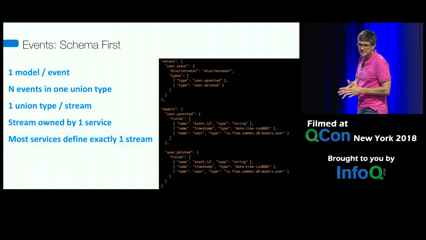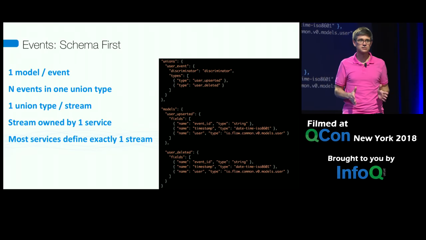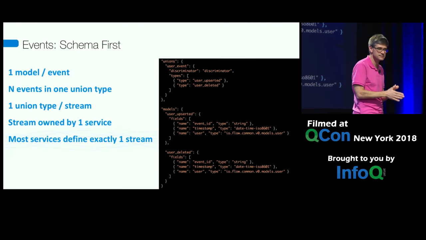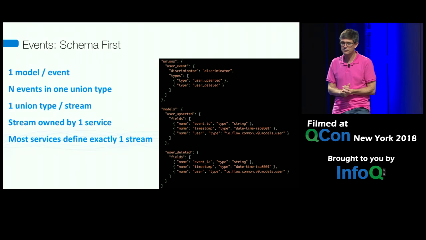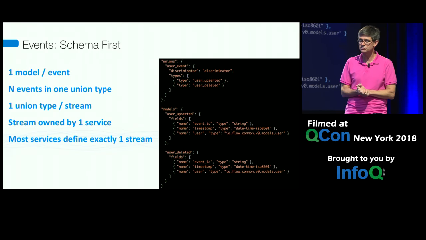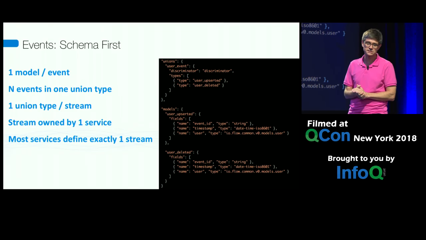This is how we define our event schemas. Again, we like one tool for everything, less to learn. We use the same tool, in this case API Builder, to define our events. The way this works is we define one model per event. In this case, for users, we have two events: one called user upserted, an insert or an update on a user, and the second called user deleted, where a user was deleted. Those are the two models.